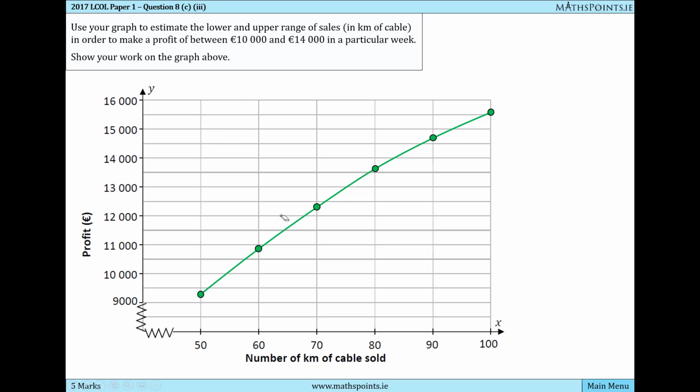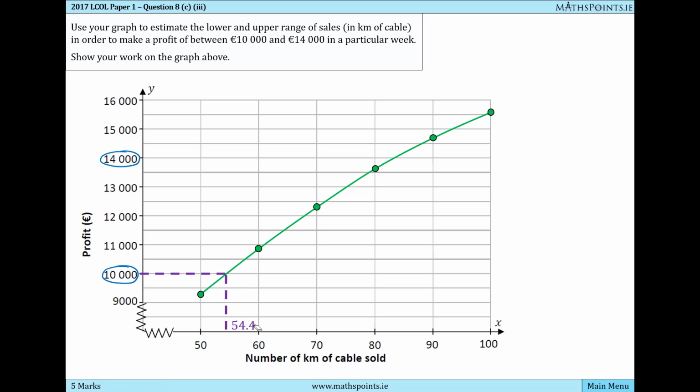The next part of the question asks us to read from the graph. So they say, what are the lower and upper range of sales, so kilometers of cable? So we're looking for values along the x-axis here, in order to make a profit of between 10,000, which is here, and 14,000 of profit. So what do we do in a question like this? Well, we go to 10,000 and we read off from the graph the number of cables that would need to be sold to make 10,000. And so I have a value of 54.4 kilometers of cable.